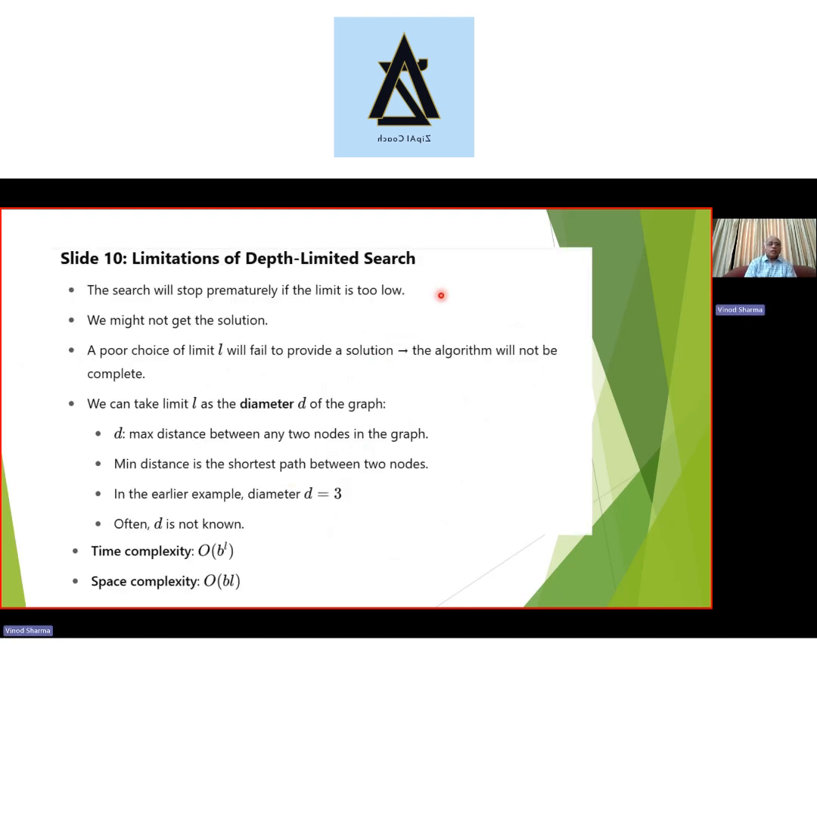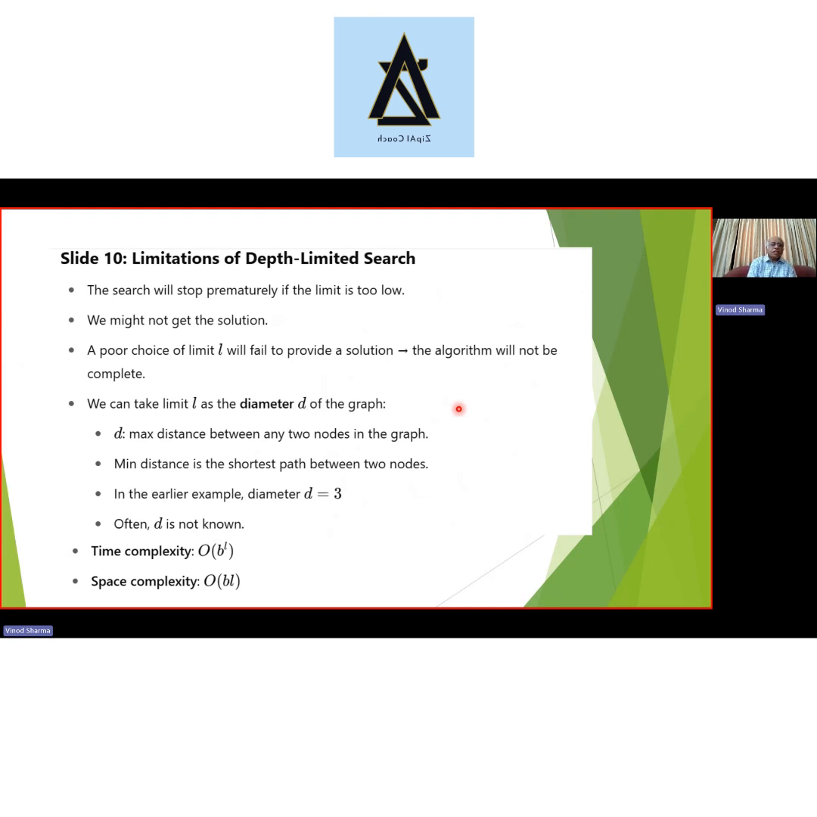So the issue in depth limited search is that if you limit your depth too low, like in this case, where we limited depth to 2, we did not get the solution. So a poor choice of L can fail to provide a solution, and therefore, in that case, the algorithm is not complete. How to take care of this problem? The depth limit L that you choose should not be too low.